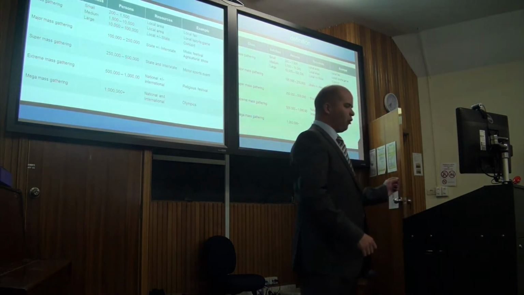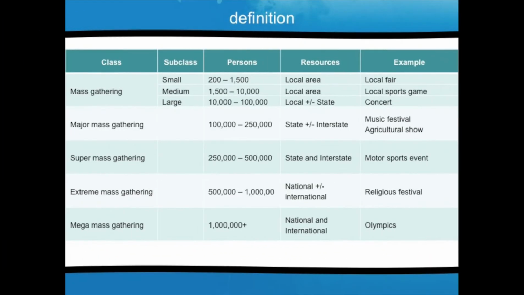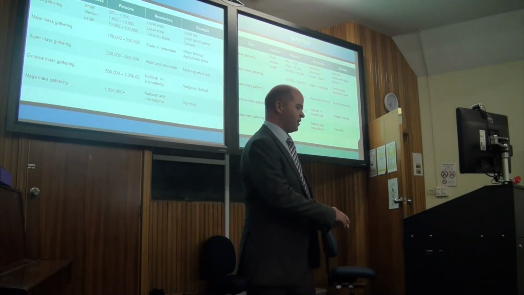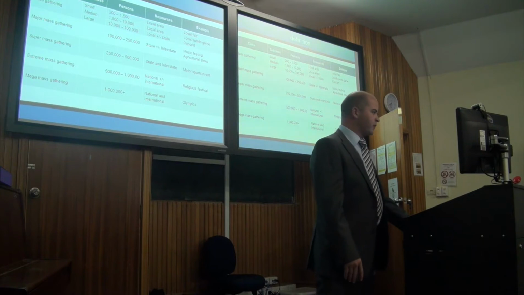By definition though, someone has proposed that there are different types of mass gatherings, from your mega events, such as the Olympics, which are international, with millions of people turning up, multi-day, multi-site, and so on, right down to the types of mass gatherings that we might see more locally, such as your local fairs and so on. So this is just one definition that exists. There are many out there.